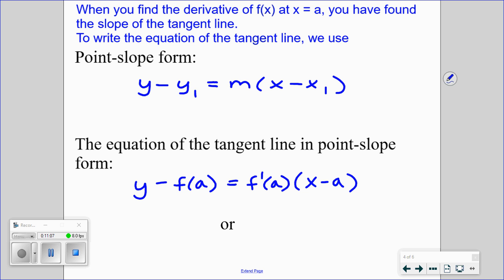And then sometimes you'll see it written where we solve this equation for y, and so we might add the f of a over. And so you could also write it as y equals f of a plus f prime of a times (x minus a). And that's just solving for y and adding the f of a over to the other side. Okay, so this is our equation of the tangent line in point slope form.